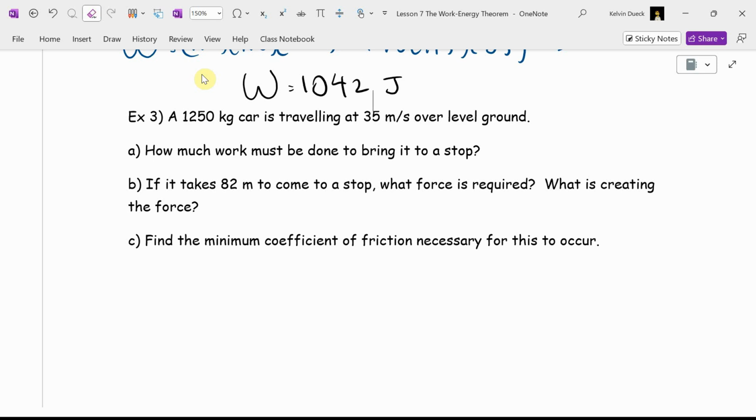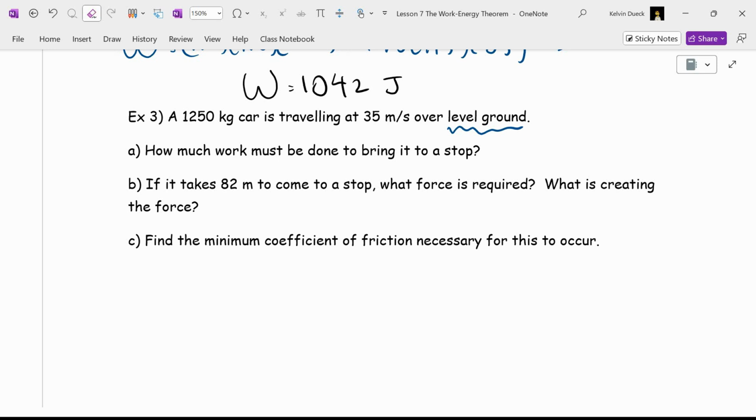A car is traveling at 35 meters per second over level ground. That's kind of important. What's A asking me to find? Jaden, what's A asking me to find? How much work? Work is force times distance. Do you see a force in this question? Do you see a distance in this question? Okay. Work is also the area under a force versus distance graph. Do you see the graph?